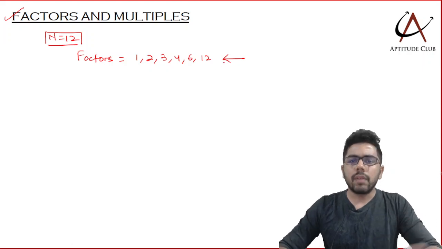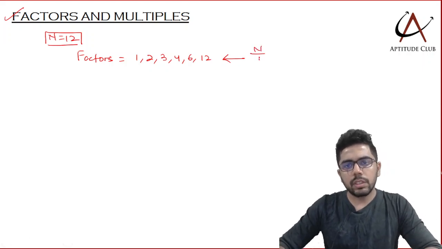So what do you mean by factors in that case? A number is always divisible by its factors. Okay, a number is divisible by its factors. That is the meaning of factor.